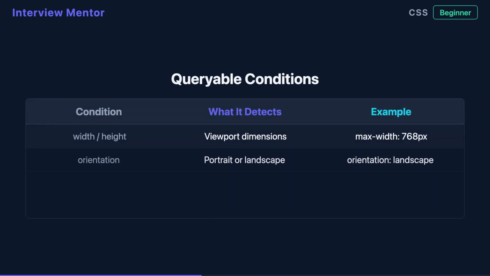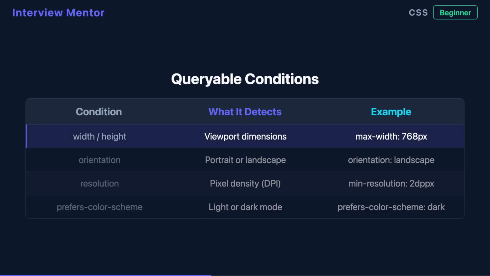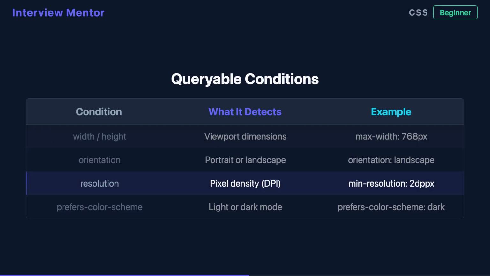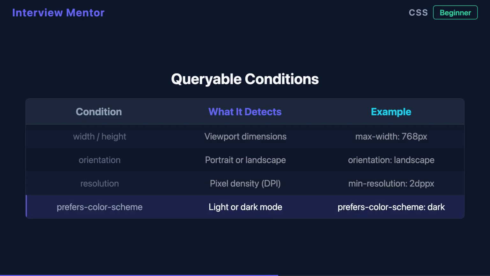You can query many different conditions. The most common are screen width and height, which help you adapt layouts. Orientation detects whether a device is in portrait or landscape mode. Resolution lets you serve sharper images to high DPI displays. And prefers color scheme detects if the user has requested dark mode. These give you fine-grained control over your presentation.